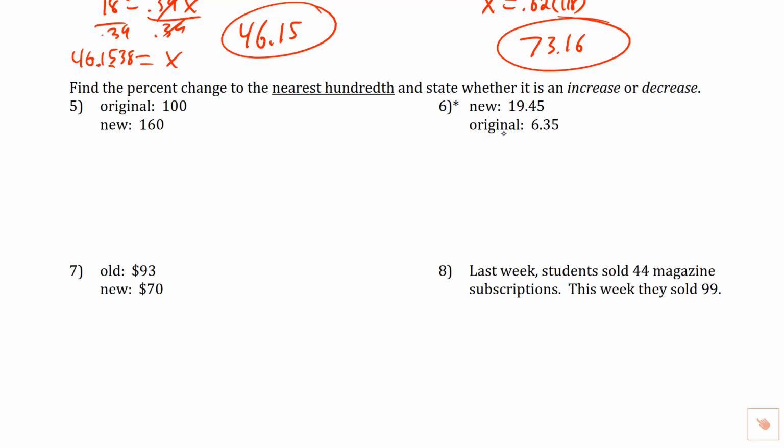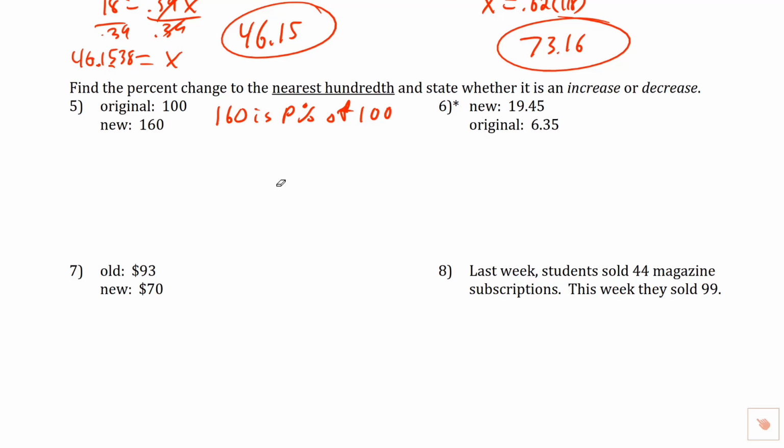Okay, so we want to make sure that we're careful, and this is kind of a story problem that we're going to have to read. It says find the percent change to the nearest hundredth and state whether it is an increase or a decrease. So remember this, the new one is always some percent of the old one, or the original one. So here's what we've got on this one. 160 is the new one. Okay, so 160 is some percent, we don't know what the percent is, of the original one, of 100.